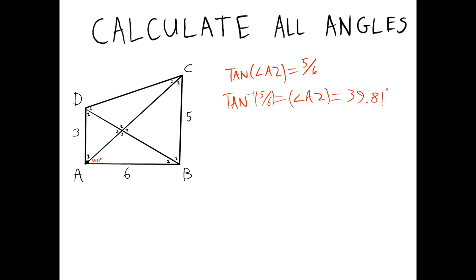We know angle A is a right angle, and thus 90 degrees. So angle A1 is 90 minus angle A2. So angle A1 is equal to 50.19 degrees. You can see that angle A1 and C1 are Z angles, so they are the same. So we know angle A1, A2 and C1.